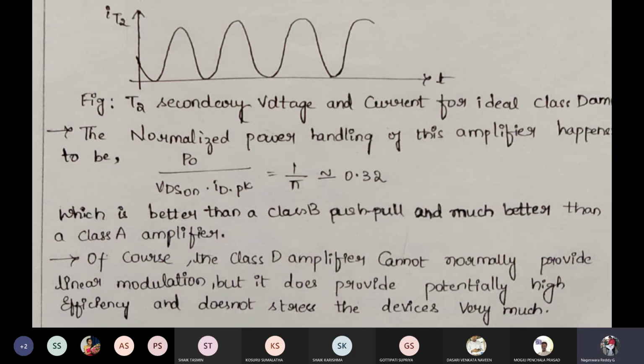It provides potentially high efficiency. It does not stress the device very much. So they can provide the high efficiency, and they do not stress the device very much.